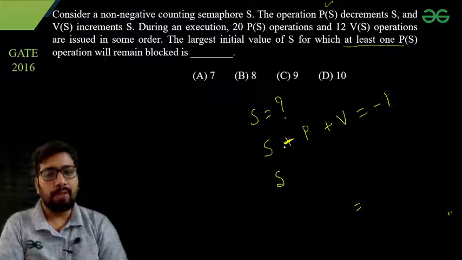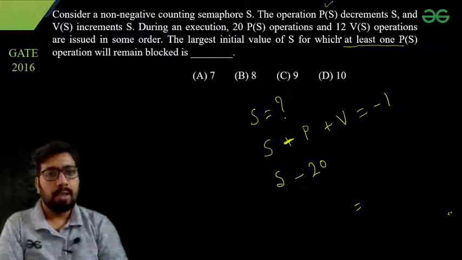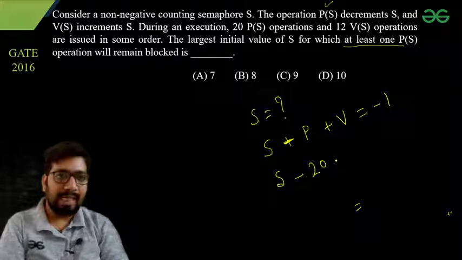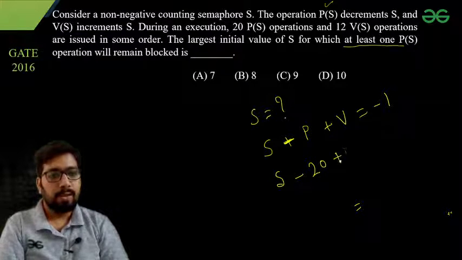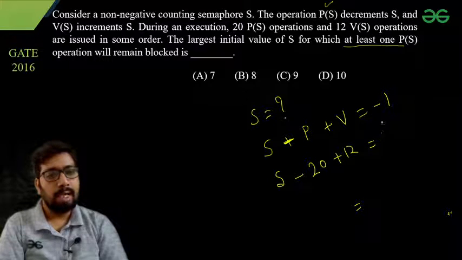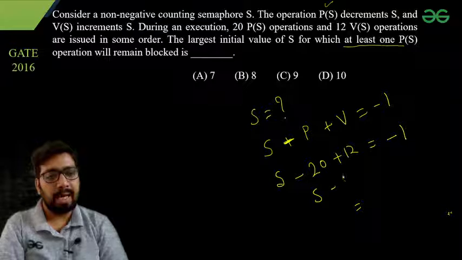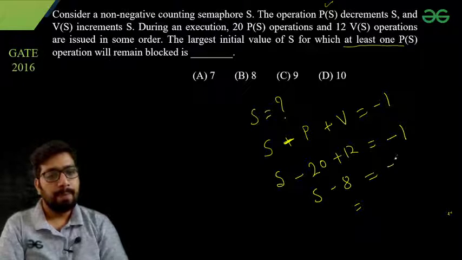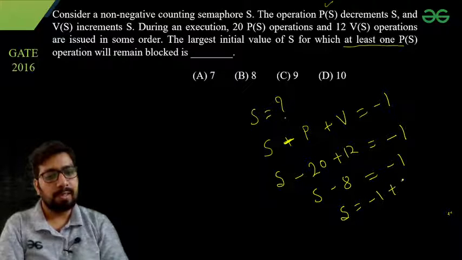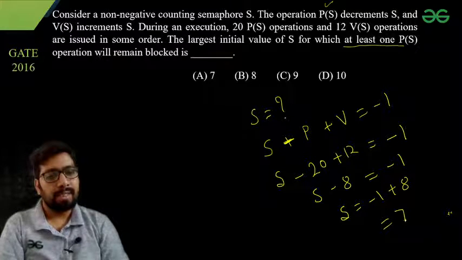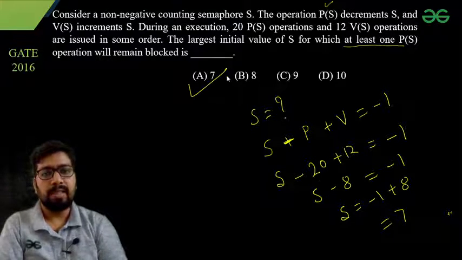So we don't know the initial value of S, but we know how many P operations there are, 20. So it is S minus 20. And after that, 12 V operations, which can be in any combination, right? So this is plus 12. And now the total value should be -1. So S minus 8 equals -1. So the S value should be -1 plus 8, which is 7. So the answer should be 7 here.